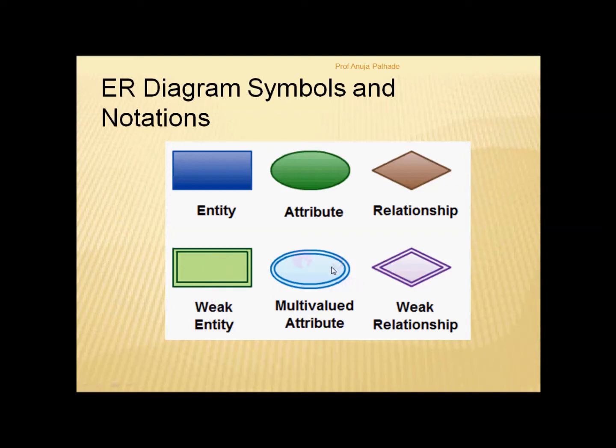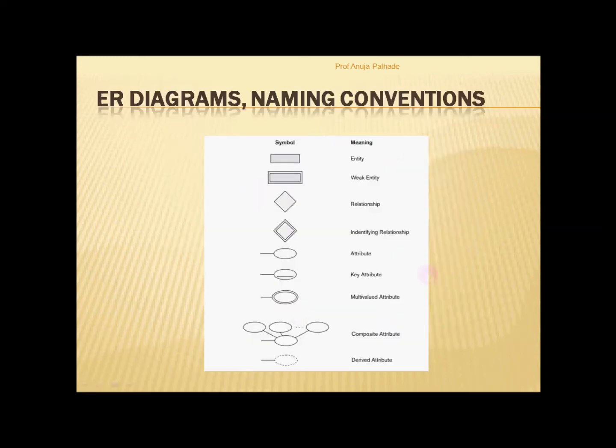Double line oval is used to show multi-valued attributes, and the double line diamond is used to show weak relationship. I am here exploring more symbols for all of you. You can see here, this is the entity, shown as a rectangle or square. This is the double line rectangle, the weak entity. Relationship means identifying relationship; here you can see the double line diamond. For oval it is an attribute, and for double line oval it is a multi-valued attribute.